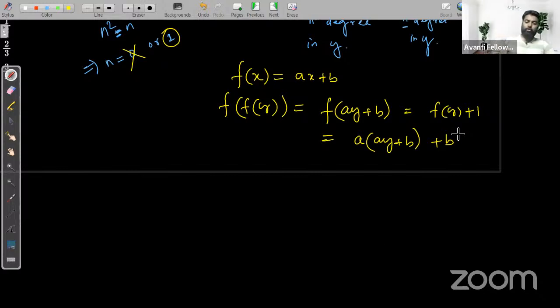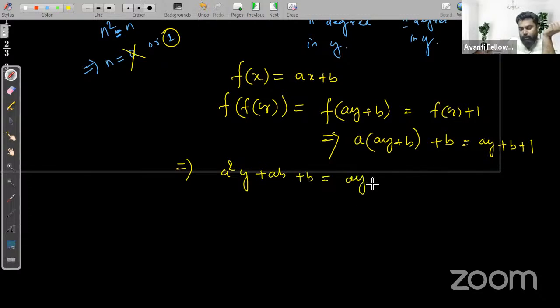And from here f of y becomes ay plus b plus 1. So we can say here we are getting a square y plus ab plus b is equal to ay plus b plus 1. From both the sides, we can cancel b from both the sides, and we are left with a square y plus ab is equal to ay plus 1.